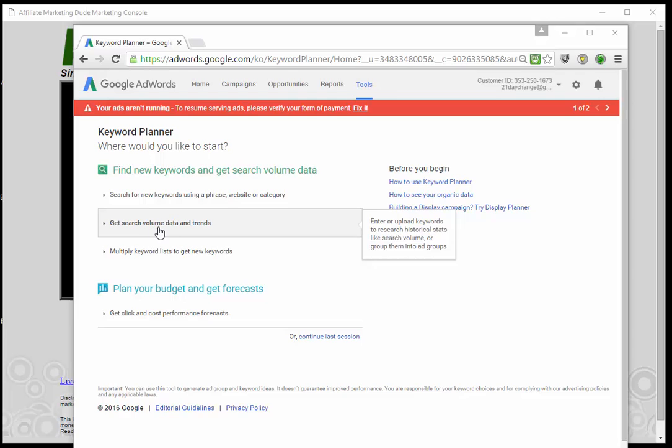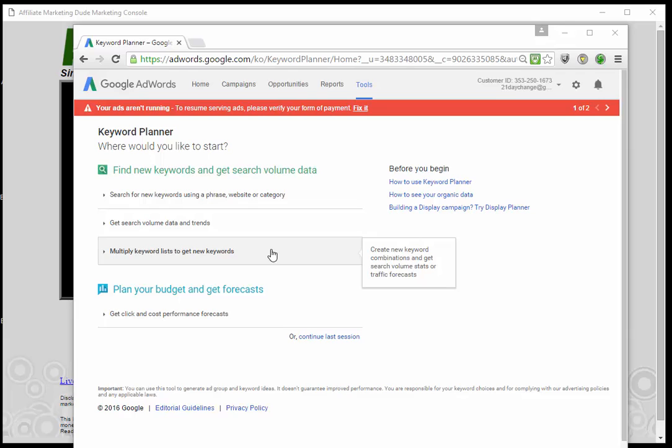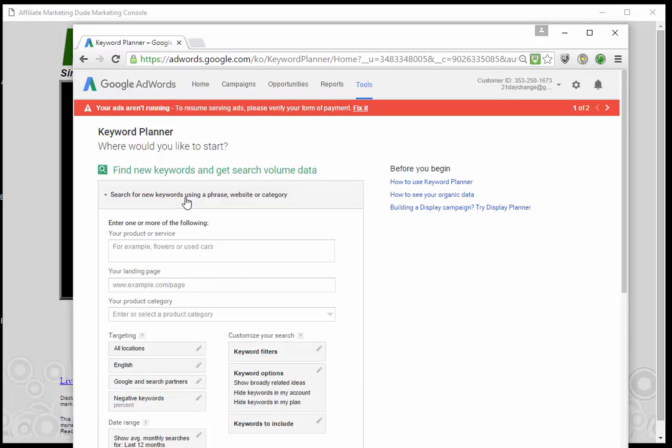There's also a place where you can get search volume data and trends. This is really good for when you get into big results and different things like that. And you can multiply keyword lists to get new keywords. What we're going to be using most of the time is search for new keywords using a phrase, website, or category. So go ahead and click that now, and it's going to bring you to a screen like this.